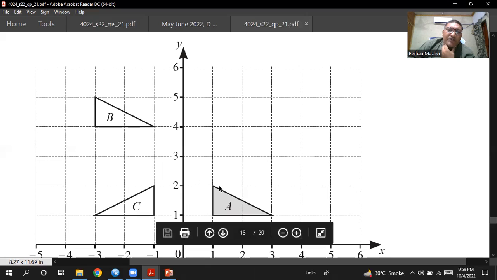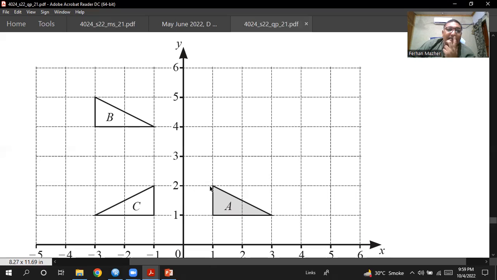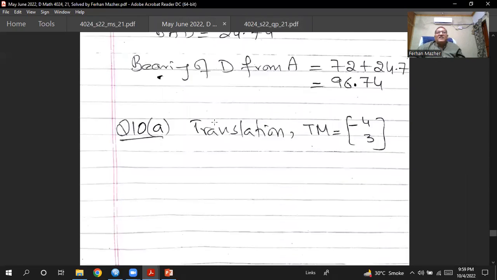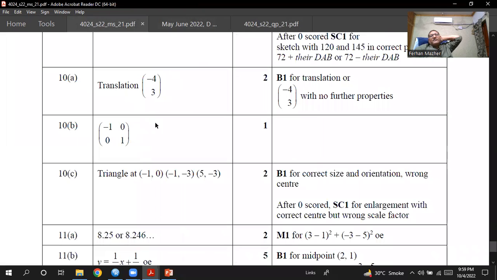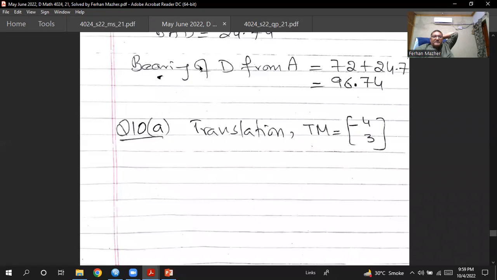Another method is very simple. You just count how many steps you have gone from here to here. On the x-axis, you have moved 1, 2, 3, 4, minus 4. On the y, you have moved positive 3. So that is the translation matrix. The translation matrix will be minus 4 and 3. So this is how you write that column matrix. Okay, so the translation will be minus 4, 3. So our answer is right.